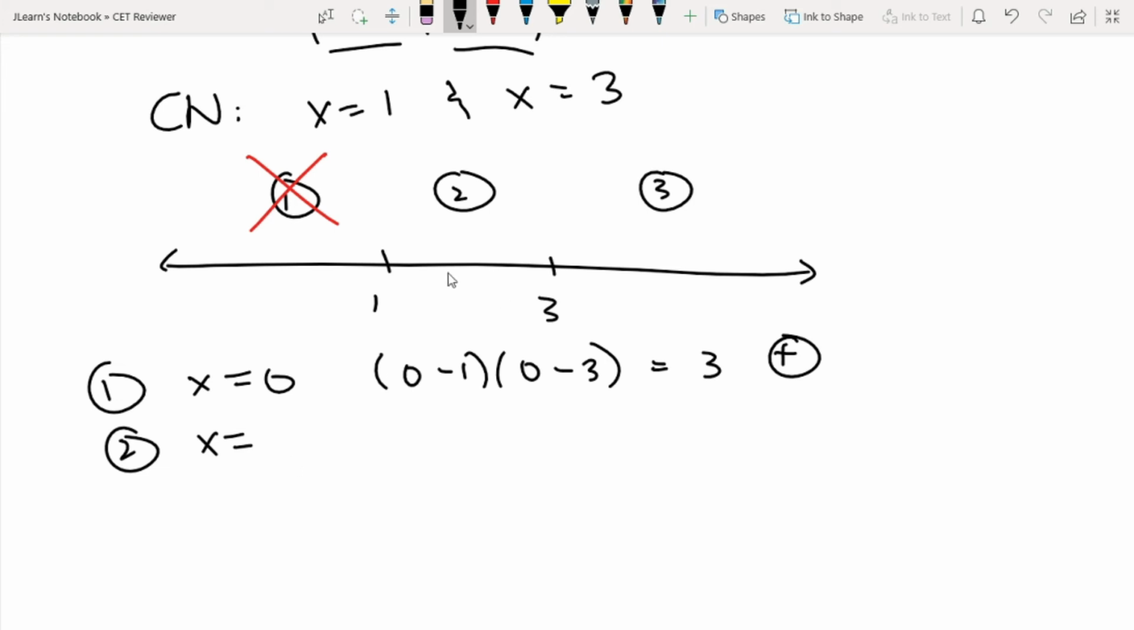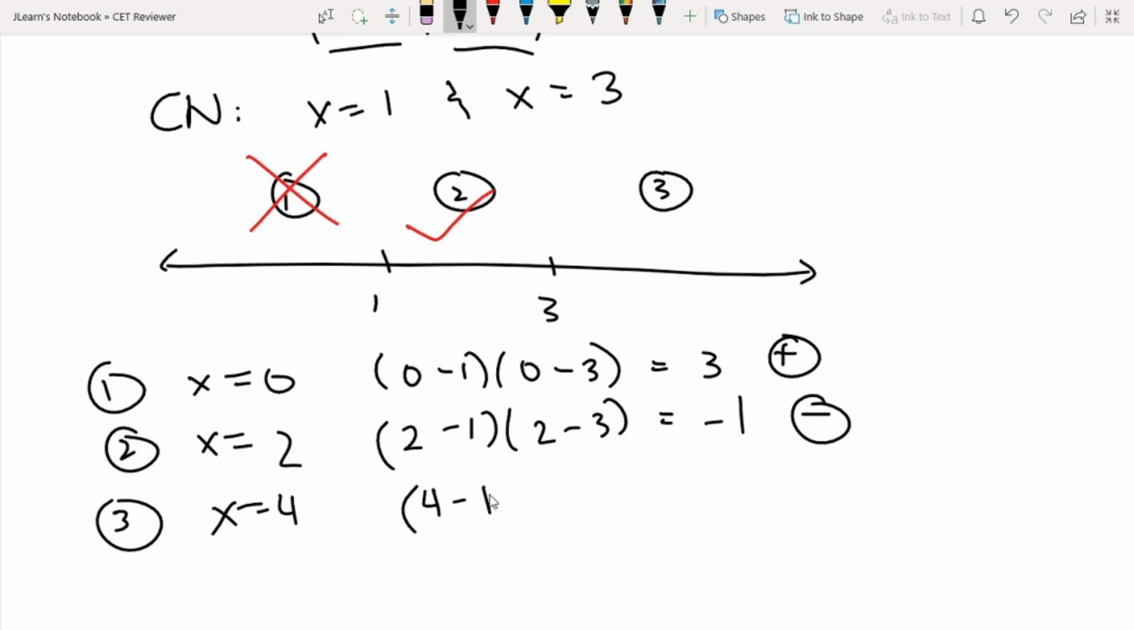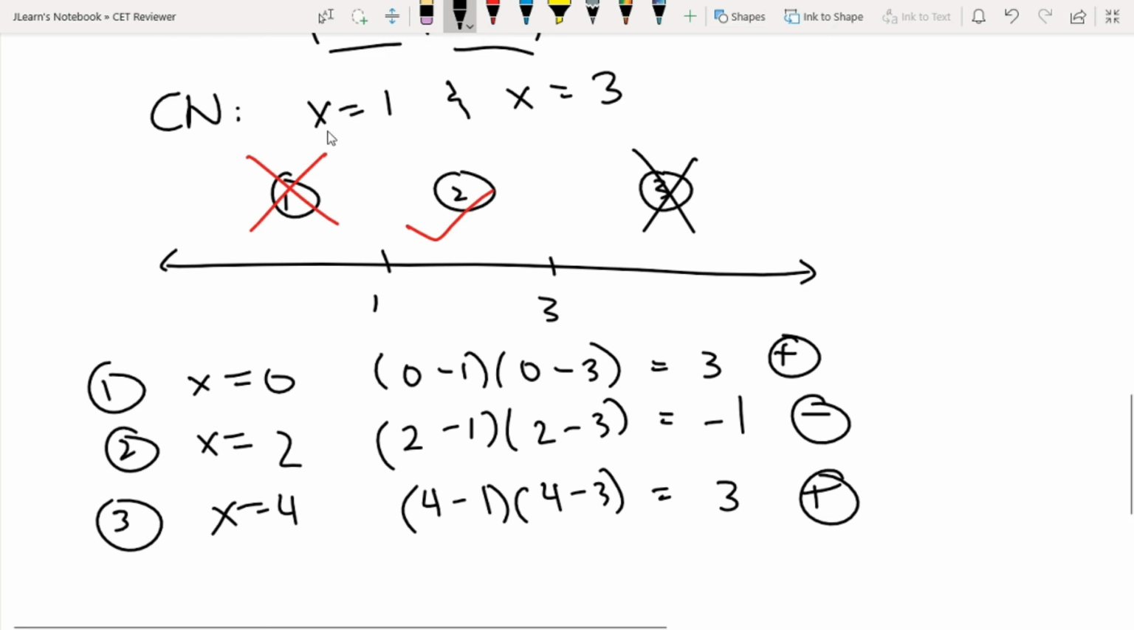So, sa second region, let's say x is equal to 2, no? So, this will be 2 minus 1 times 2 minus 3. This will be equal to negative 1. So, this is negative and meaning kasama tong region na to sa ating solution. Third is anything greater than 3. So, x is equal to 4, no? Huwag na tayo lumayo. So, this is 4 minus 1 times 4 minus 3. And this will be equal to 3. And ito ay positive. So, hindi kasama tong third region na to sa ating solution.